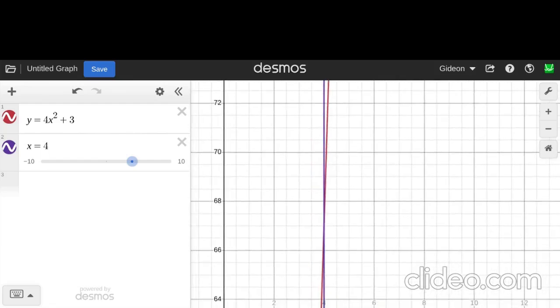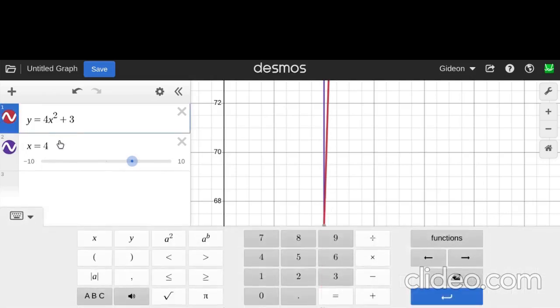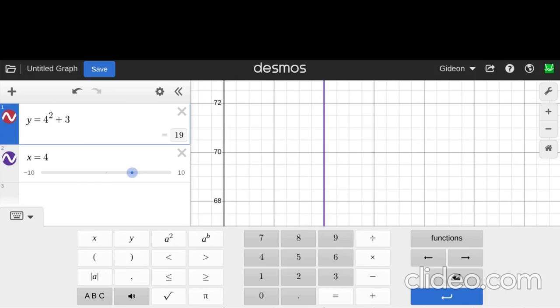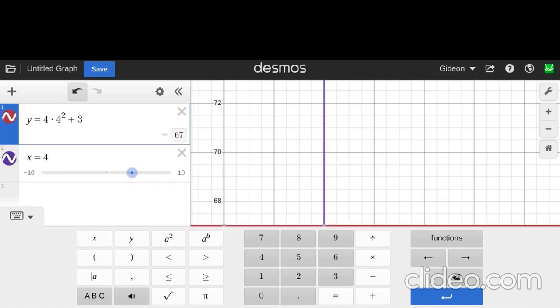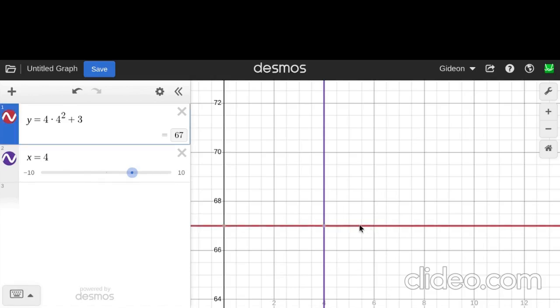Now, it's much easier to actually just plug in this value up here. Plug in 4 for x. So let's say you have this 4 times, because you can't just write it or else it'll combine those in a calculator, times 4 squared. And as you can see, you get that same number, 67, as your total answer. So that's essentially how you evaluate functions with and without a calculator.